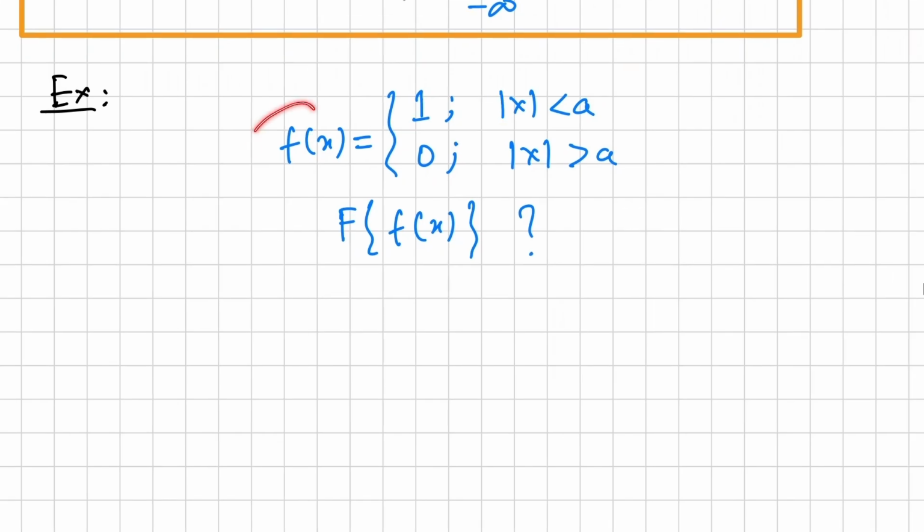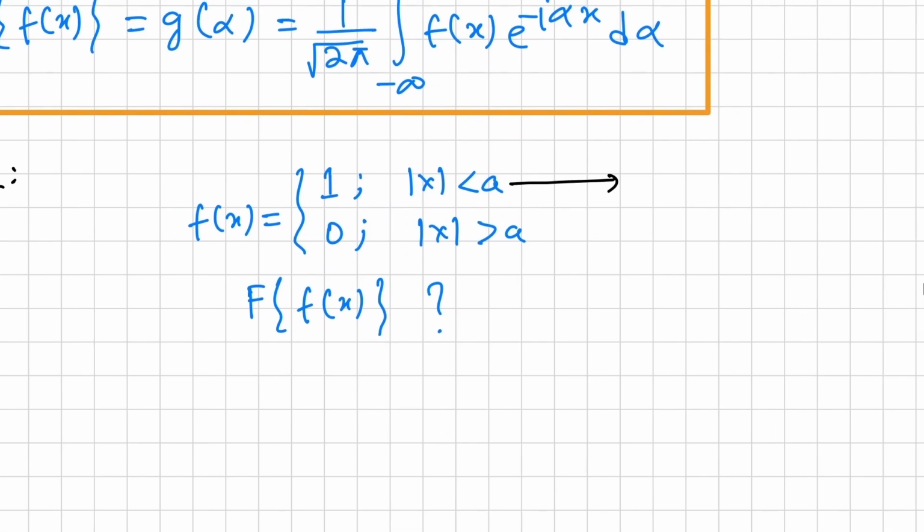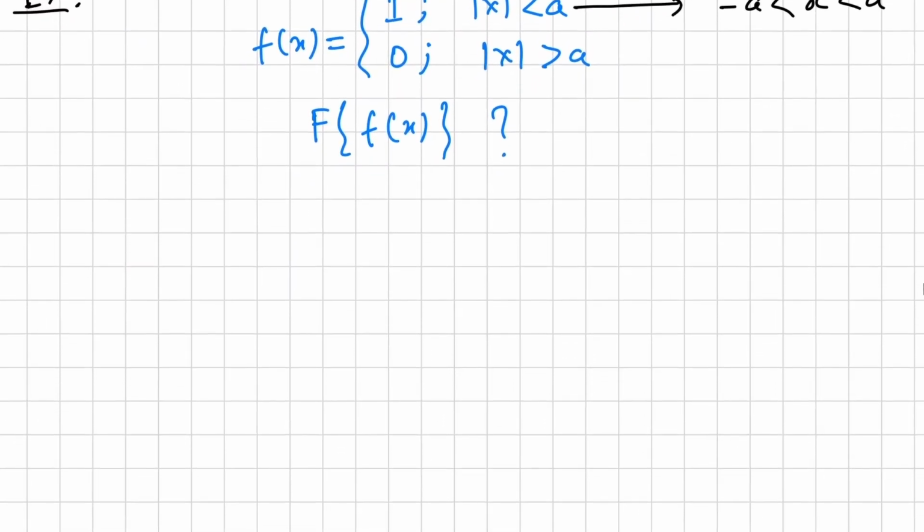Well, if you look at this function f of x clearly, you can see that you do not have to worry about the second part of this piecewise function, because anyways it is 0. We only need to worry about the first part of this function. And if you are familiar with the properties of the modulus function, then you understand that the range is just x is less than a and greater than minus a. Therefore, the limits of the integral is going from minus a to a.